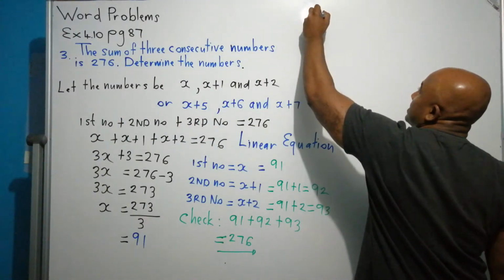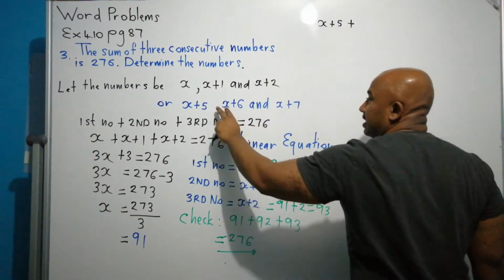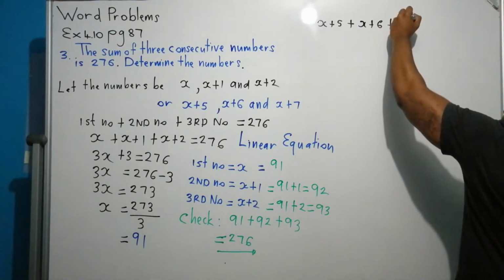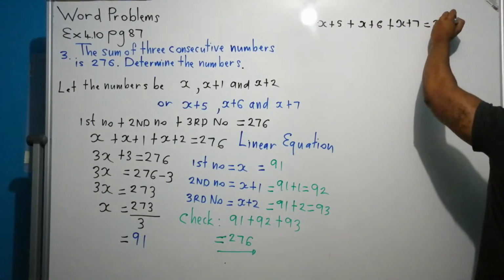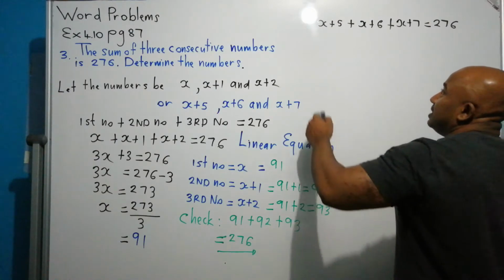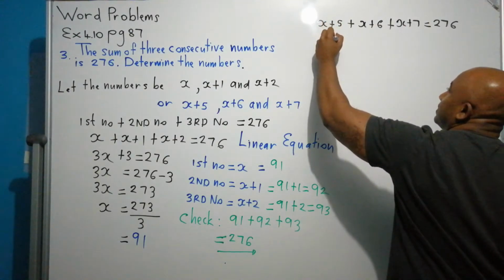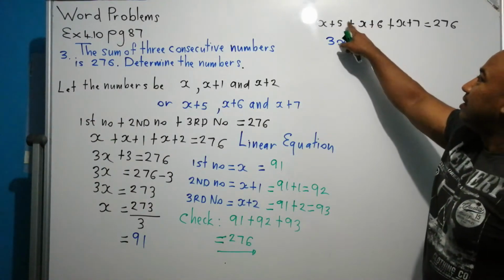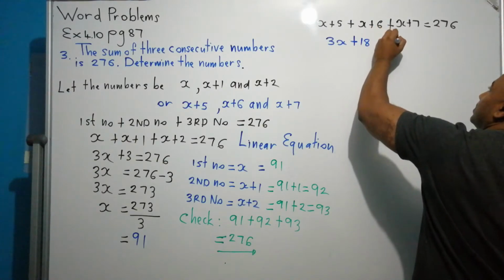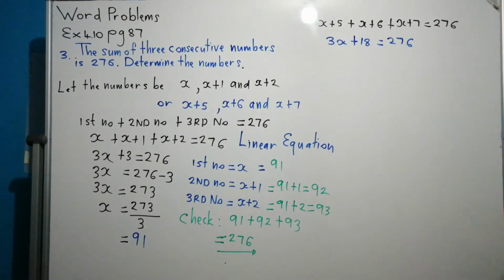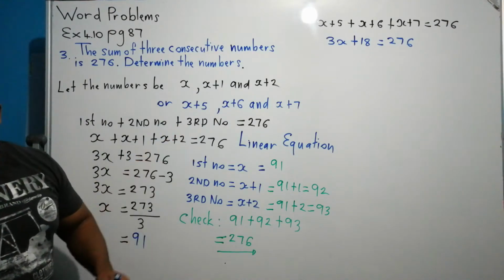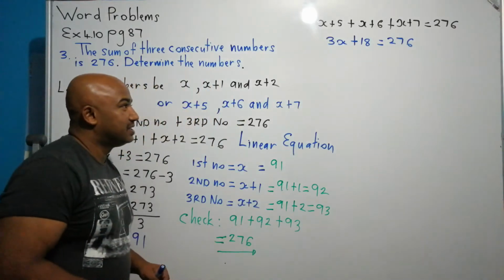So if I'm going with the first number as x plus 5, the second number as x plus 6, and the third number as x plus 7, that is equal to 276. Now let's see what happens. It's still a linear equation, x plus x plus x equals 3x. Then 6 plus 5 is 11, plus 7 is 18, so plus 18 is equal to 276. If you compare, this one had 3x plus 3 equal to 276, and there you got 3x plus 18 equal to 276.